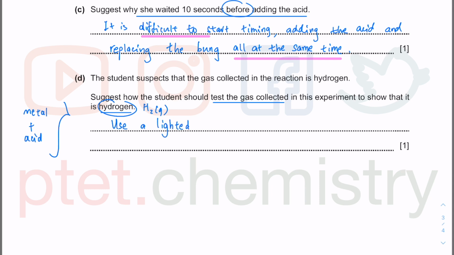A lighted splint is the one where the flame is still burning. Sorry, not glowing. You cannot use glowing, because glowing is where there is no more flame. So you've got to use a lighted or burning splint, and it will burn with a pop sound. The pop sound is characteristic of the test for hydrogen. The test for oxygen uses a glowing splint, which will relight or rekindle into flame because oxygen supports combustion. Hydrogen will burn with a pop sound.